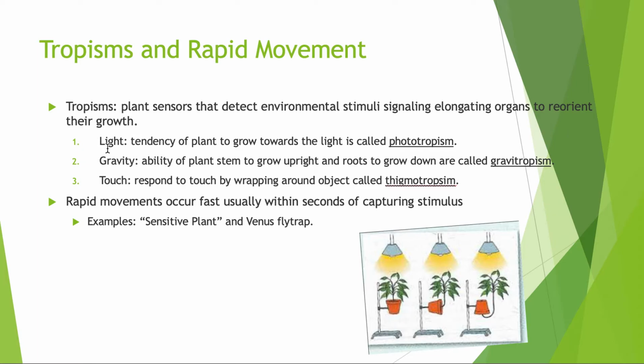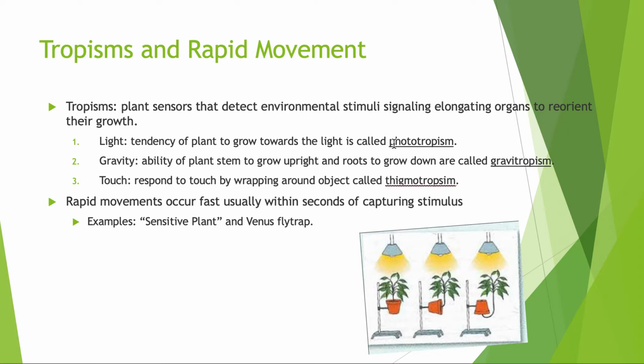So light, that tropism is called phototropism, which makes sense. Photo, light, tropism, pretty much growth. So the tendency of a plant to grow towards the light is called phototropism. That's why a plant is going to grow up. And you actually have a plant that is going to pretty much follow the sun as well. So it's going to always tend to grow towards the light.